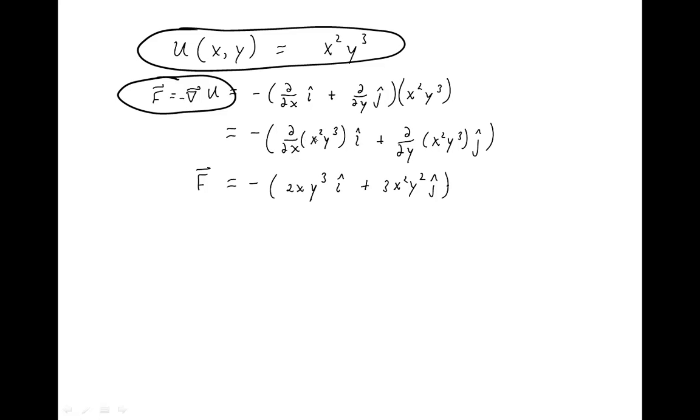So the partial with respect to x of x squared y cubed, we pretend y is a constant. So the derivative of x squared is just 2x. y is a constant because it's a partial derivative. You'll learn more about that when we get there. Don't forget the i hat. This is a vector quantity.